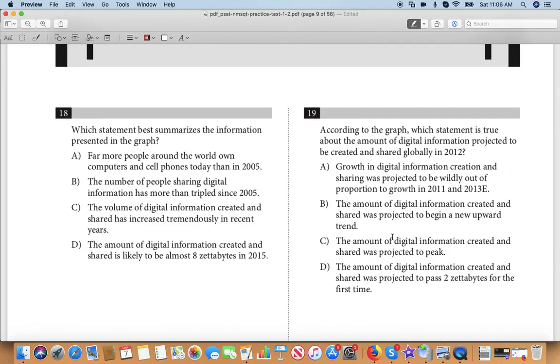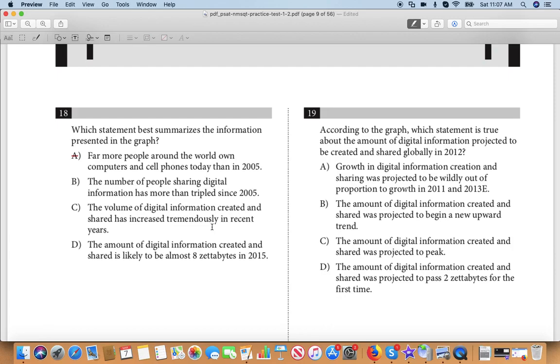Let's read question number 18 again and read the answer choices. Which statement best summarizes the information presented in the graph? Go ahead and read answer choice A, please. Far more people around the world own computers and cell phones today than in 2005. Does that summarize the information presented in the graph? No, that's laughable. And by the way, is that a reasonable statement on its own? Yes. Absolutely. For sure. But that's not what it's saying. It's talking about the data. Data bytes. Exactly, right?